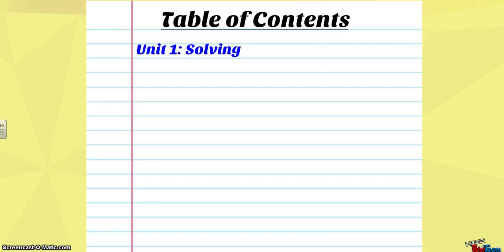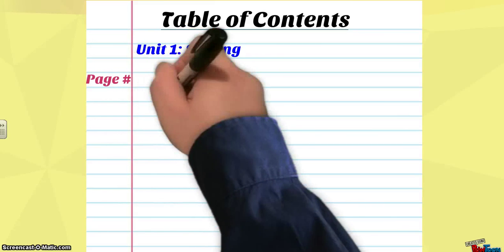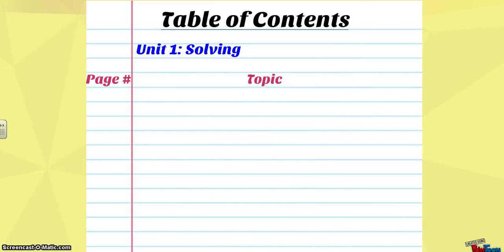As we go through the different units, I want us to relabel so we have everything divided up between the different units that we're going to be working on. After we have the Unit 1 solving down, we're going to skip a line. On the left-hand side of that red line, you're going to write page number, and then on the right-hand side, you're going to write topic. So this is just labeling what's going to be here.